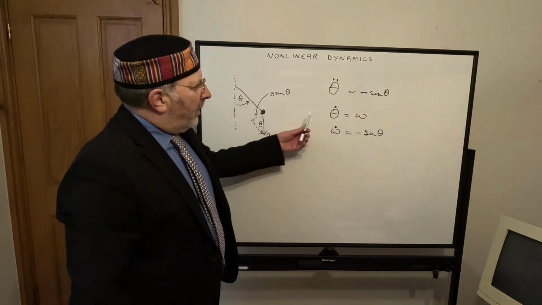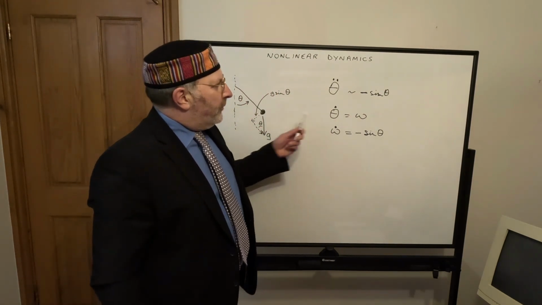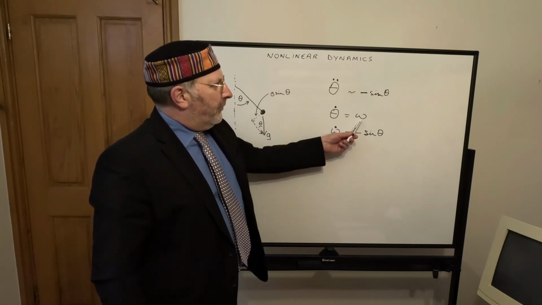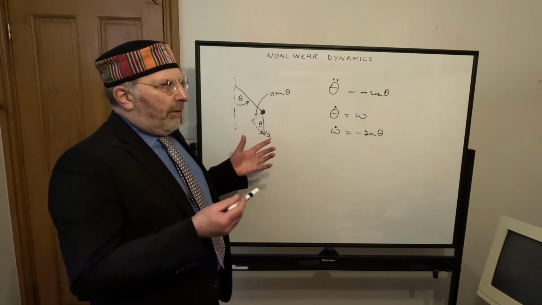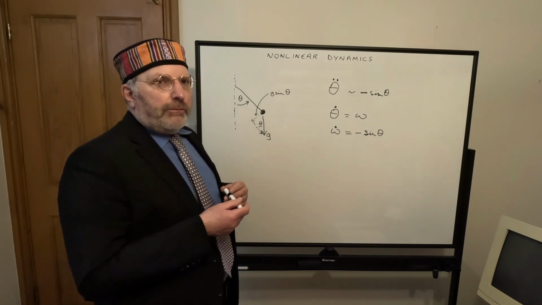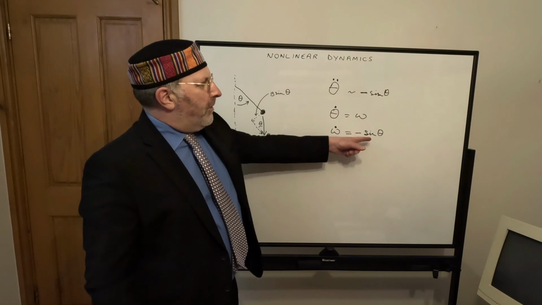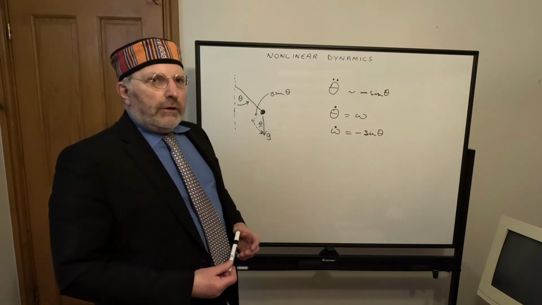And that gives us a two-dimensional phase space. We've got 2 dimensions, 2 variables, omega and theta. And so we can now plot the phase portrait of this system with omega and theta axes. So let's have a go at that.